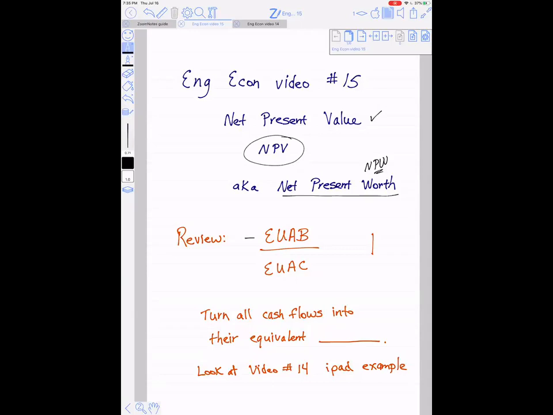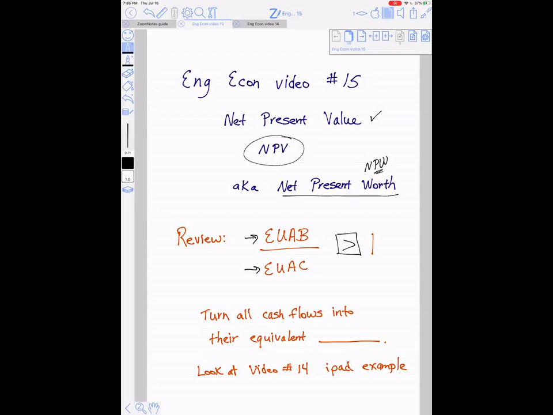What do these letters right here stand for? EUAB and EUAC. What do they stand for? And if we divide those two figures, benefits divided by cost, what is that relationship of the ratio to 1? What do we want that relationship to be? That ratio should be greater than 1, right? In order to have that investment be financially beneficial.